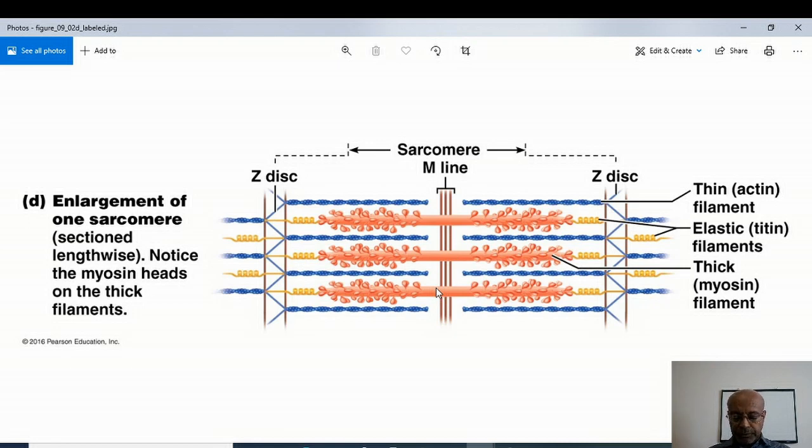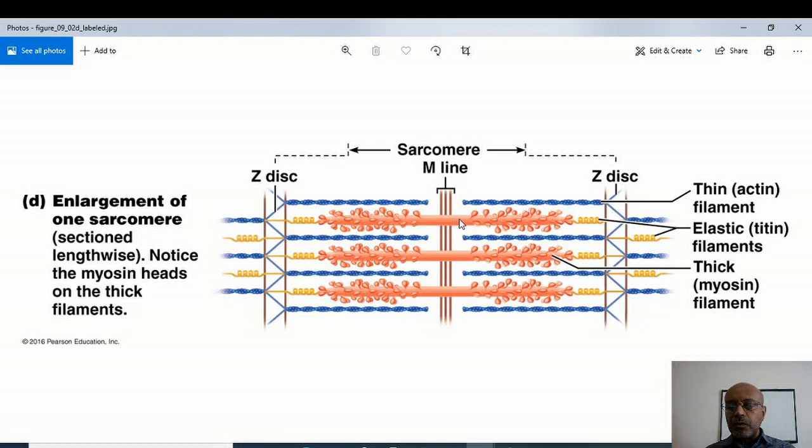In your textbook, they may call the Z disc just the Z line. They are the same. Do you notice that this one is thin? So that's why they call it thin filament. This is thicker, so they call it thick filament.